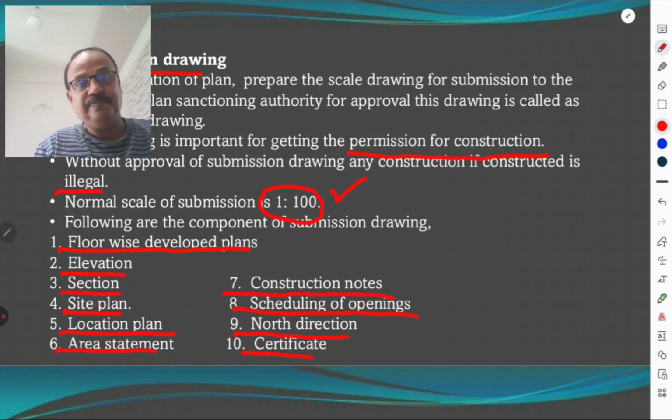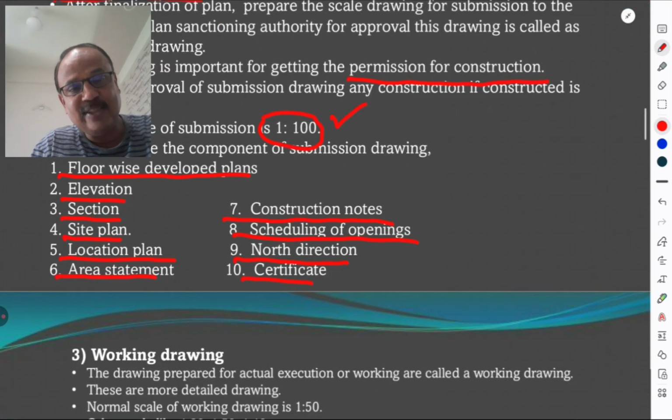All these documents are important for the submission of drawing to the competent authority.